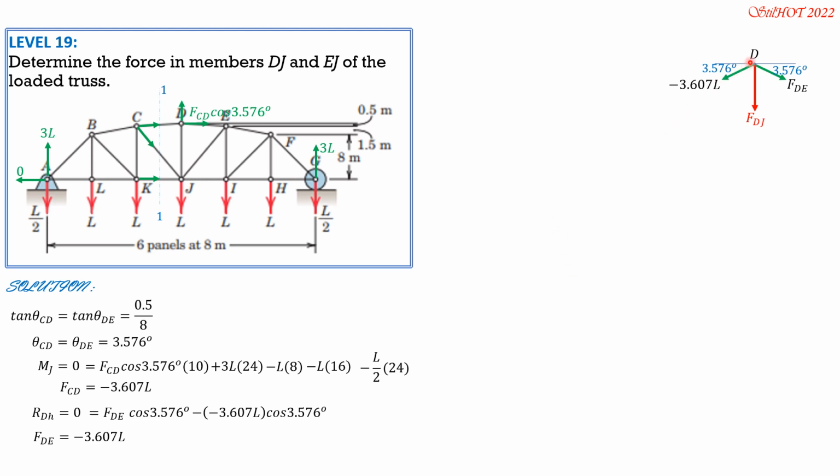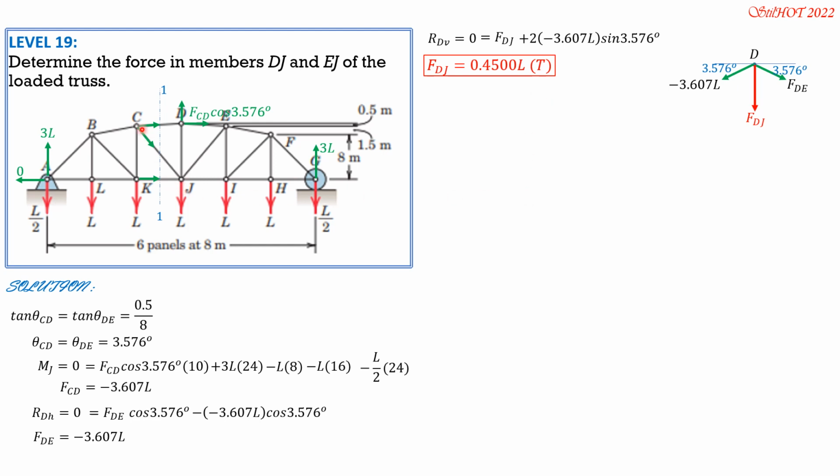Then we set RD vertical 0, the vertical component of the resultant at D equal to 0, considering downward positive. So we have FDJ plus 2 times negative 3.607 L sine of 3.576, the vertical component of each, times 2 because they are equal. So FDJ is positive 0.4500 L, and it is positive, so tension.